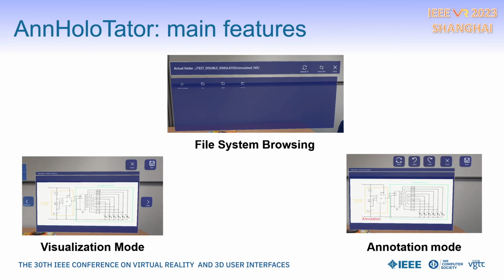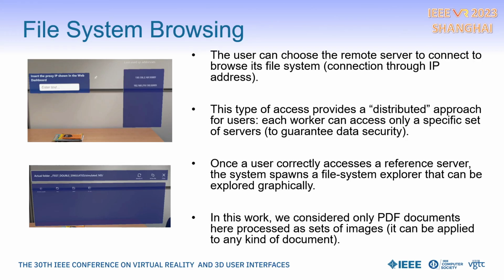So the main features provided by AnnHoloTator are three: the file system browsing, the visualization mode, and the annotation mode of digital documents. In the file system browsing mode, the user can choose the remote servers to connect to and browse their file system. For example, he could pick a known IP address, and he could access all the files provided by the server hosted at that particular IP address.